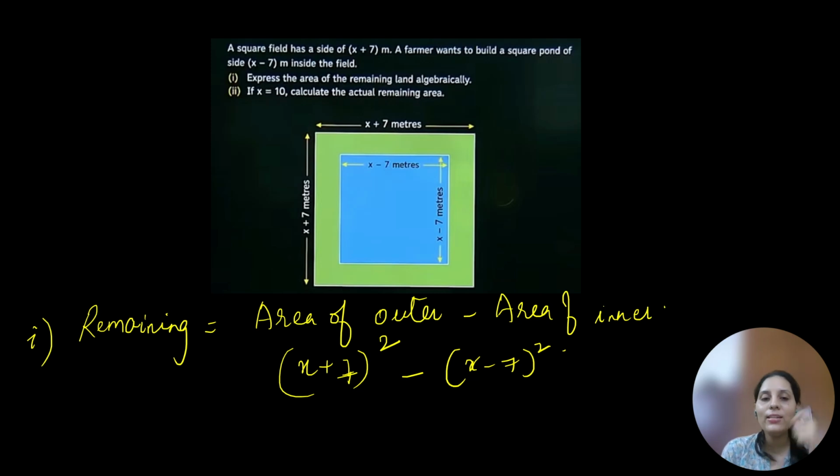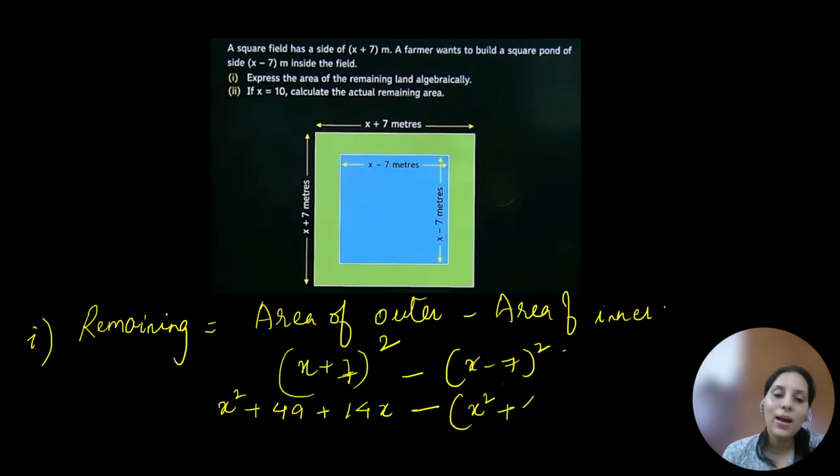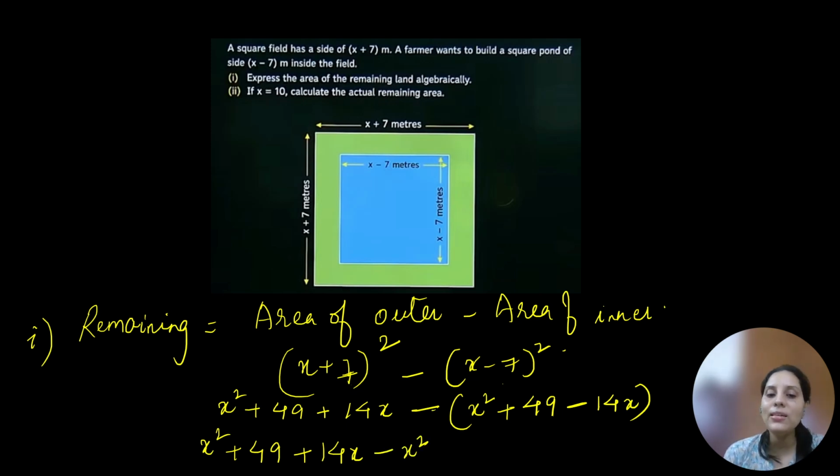Yes. Now here let us just apply the formula. (a plus b) whole square is a square plus b square plus 2ab. 7 square is 49, plus 2 into 7 into x, 14x, minus, now this one, (x minus 7) whole square, a square plus b square minus 2ab. Now let us open up the bracket. x square plus 49 plus 14x minus x square, minus into plus minus 49, minus into minus plus 14x.